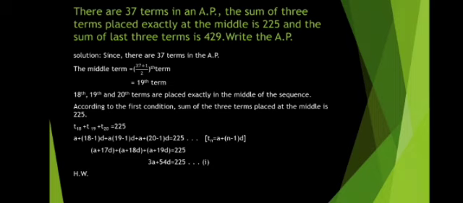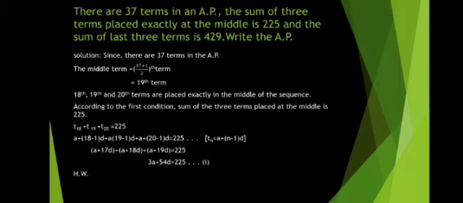So what we'll get? a plus 17d, a plus 18d and a plus 19d is equal to 225. So we can see here simply 3 times a is repeating. So we'll write 3a. And if we add 17d, 18d and 19d, we'll get 54d, so 3a plus 54d is equal to 225. This is the first condition over.